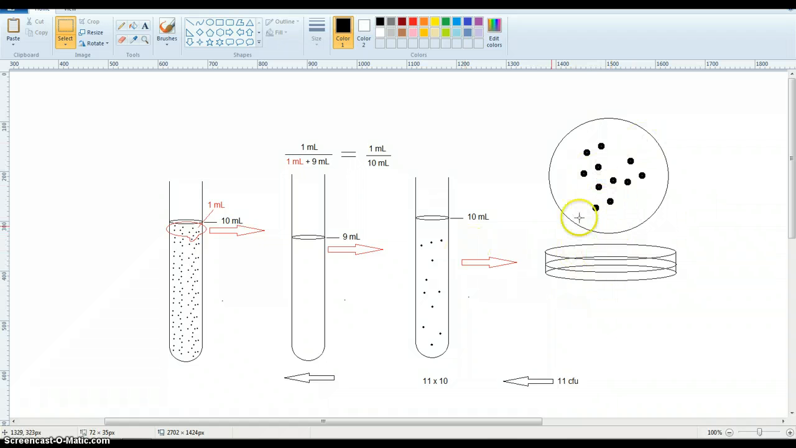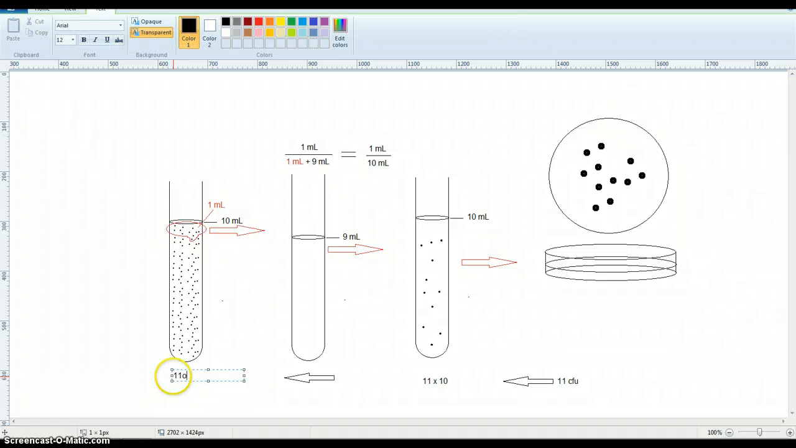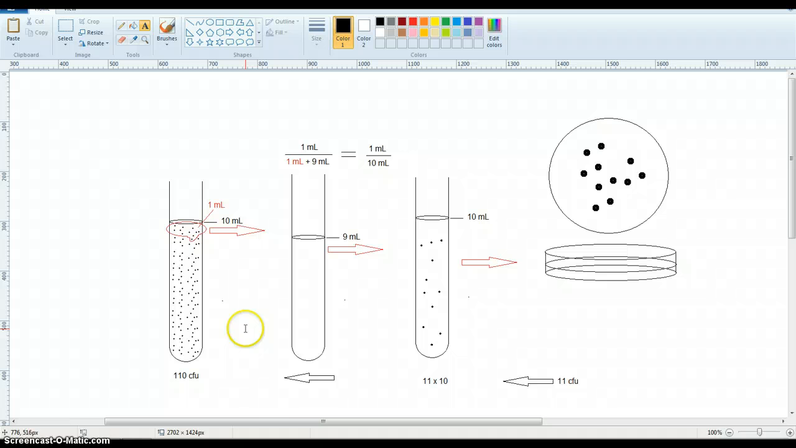All right. And you're going to multiply it times the inverse of your dilution ratio right here that you found earlier. So 1 over 10 equals 10, right? And so you multiply the number you got, 11, times the inverse of this thing, and that'll get you 110 colony forming units in this beaker.